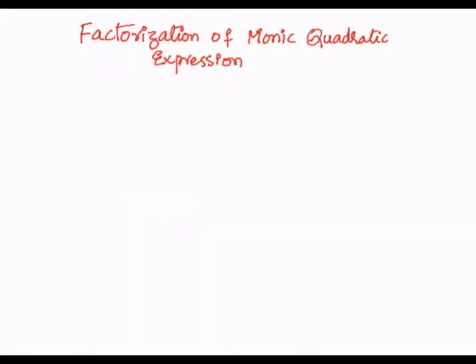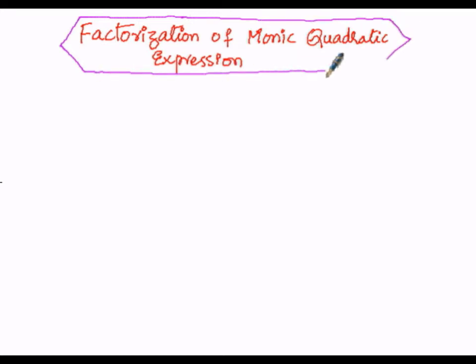The quadratic expression is nothing but a polynomial with second degree. A polynomial consisting of a second degree term in it will be called a quadratic expression. So, for instance, x square minus x plus 1, the second degree term is x square. So, the degree is 2 in it. So, it is a quadratic expression.